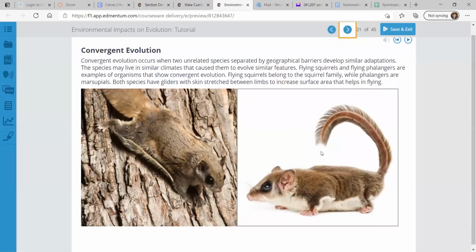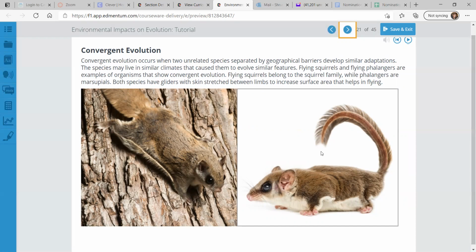Convergent evolution occurs when two unrelated species, separated by geographical barriers, develop similar adaptations. The species may live in similar climates that cause them to evolve similar features. So here we have flying squirrels and flying phalangers. These are examples of organisms that show convergent evolution. Flying squirrels belong to the squirrel family, of course, while phalangers are marsupials.